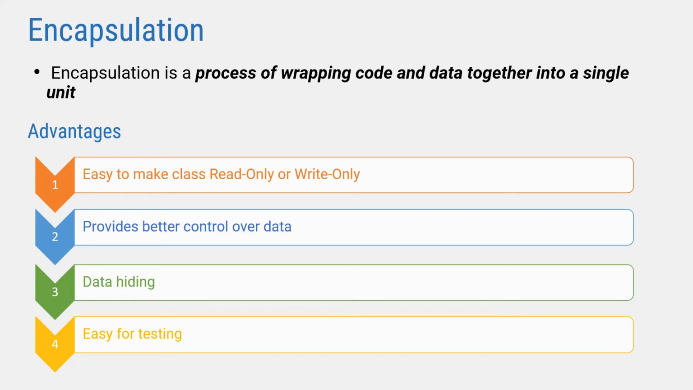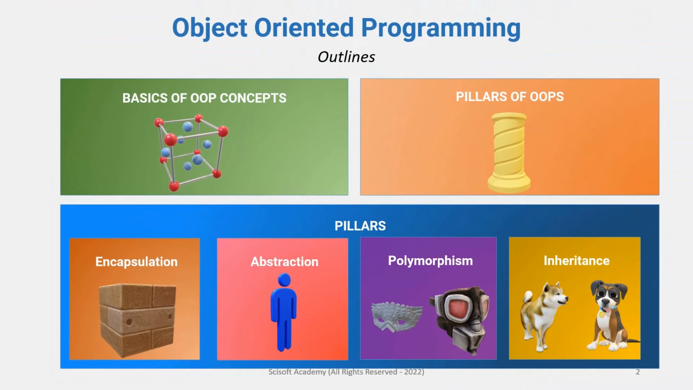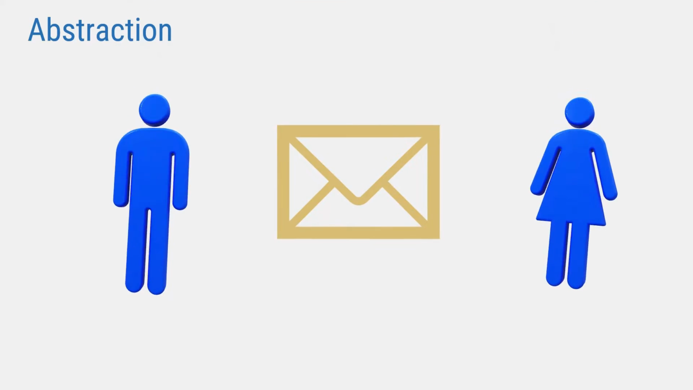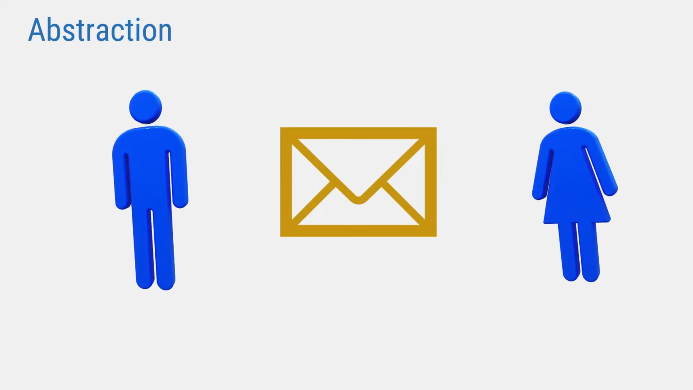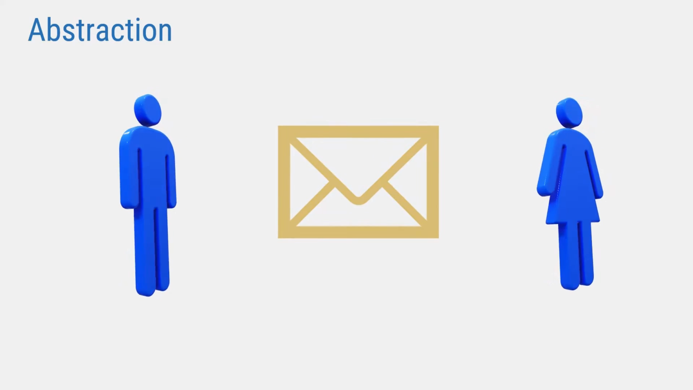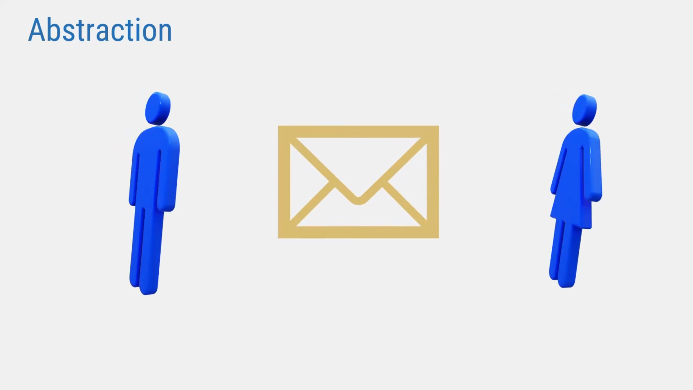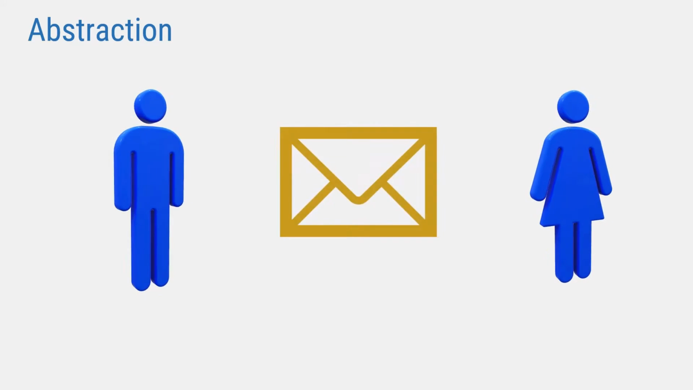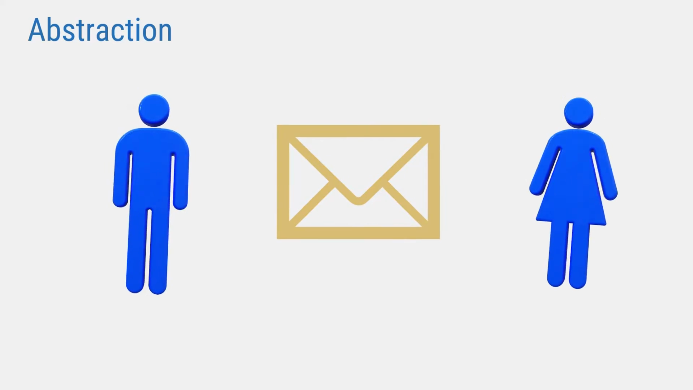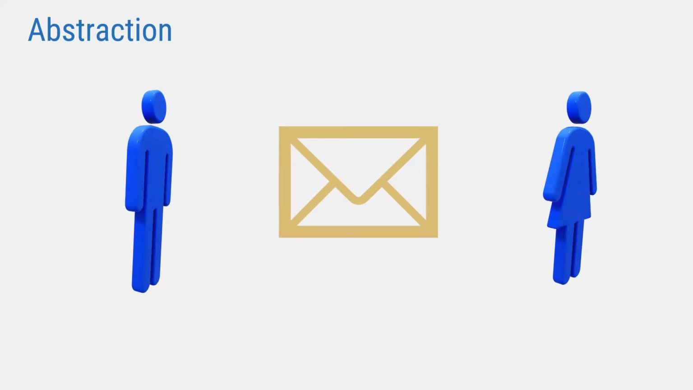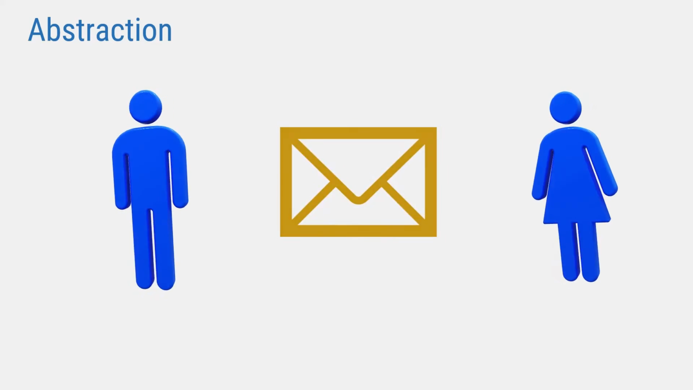So let's talk about abstraction a little bit. What do we mean by abstraction? Abstraction is a process of hiding the internal details from the user. We will show only what the user needs to see. In terms of programming, what we show to the user is what the object does. We will not show the user how it is done.